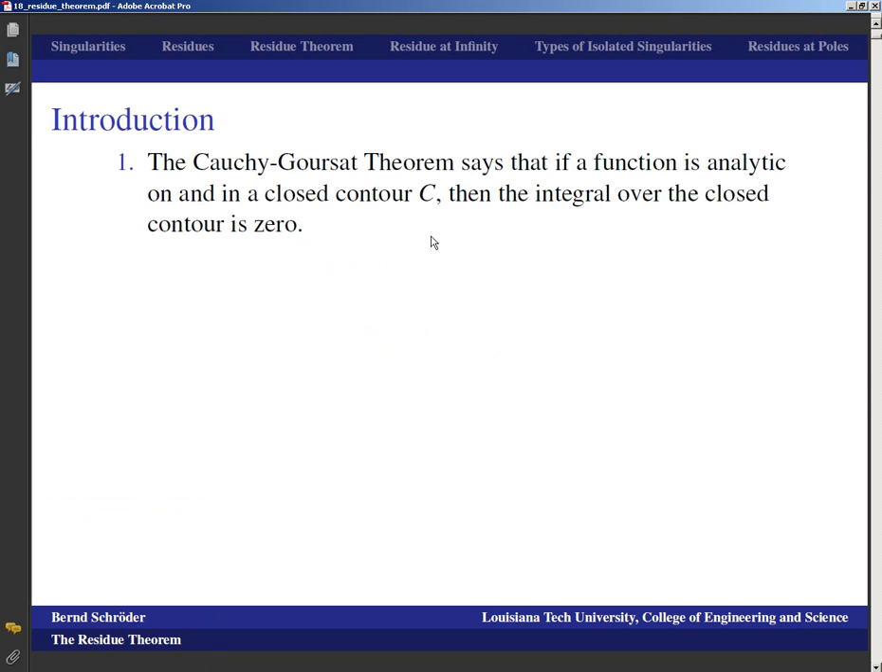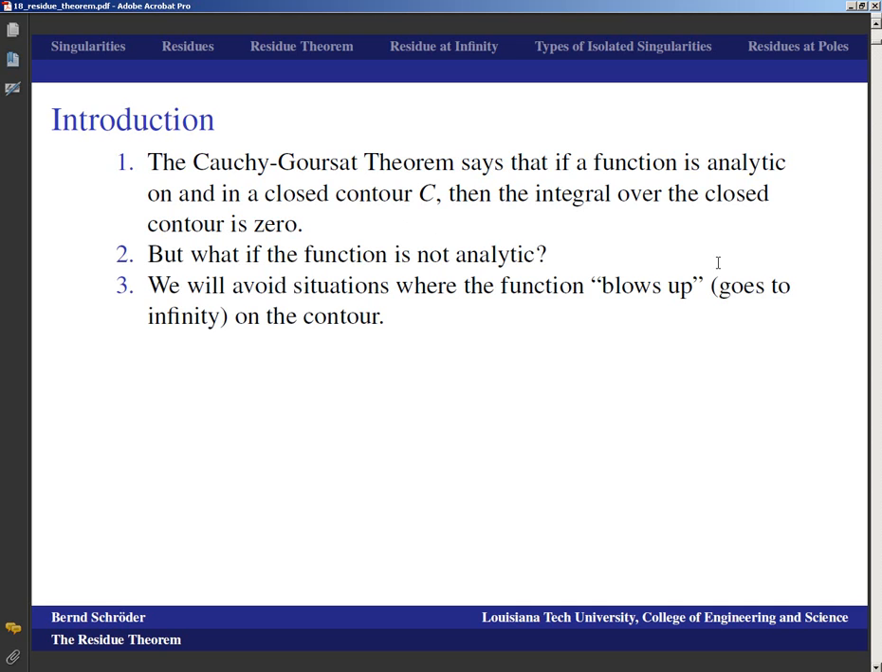Basically, what we know is that the Cauchy-Goursat theorem tells us that if a function is analytic on and in a closed contour, then the integral over the closed contour is 0. So one way to look at the residue theorem is that we want to find out what happens if the function is not analytic. Well, there are two possibilities in which this could happen.